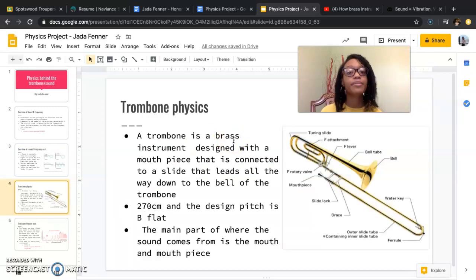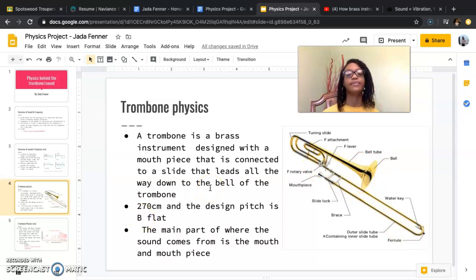So, a trombone is a brass instrument that is designed with a mouthpiece that is connected to the slide that leads all the way down to the bell. Well, all the way up. It's weird. Anyway, so here's the mouthpiece right here, and here is the slide, and here is the bell.